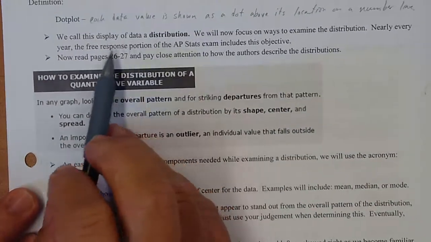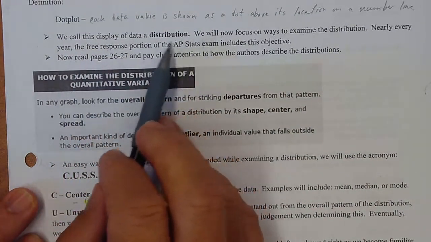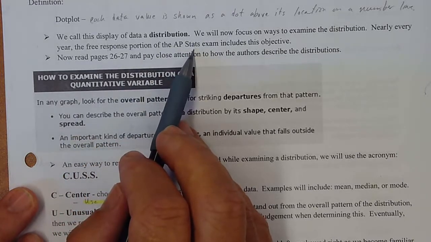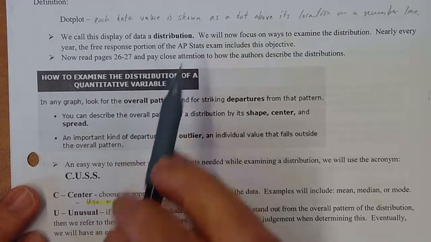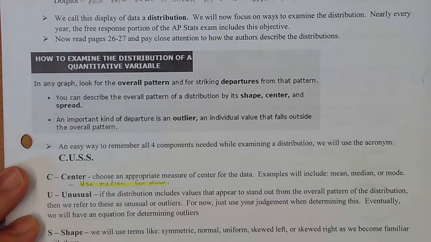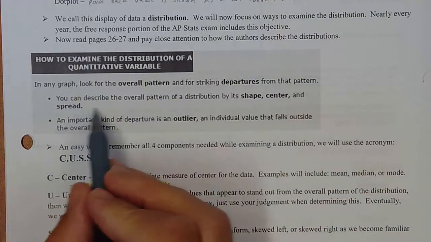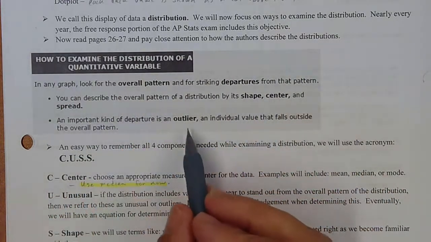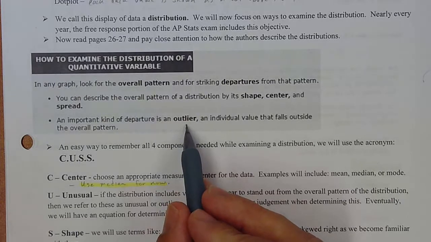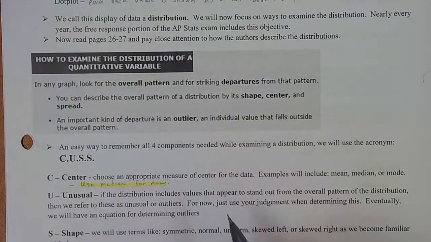This is almost every single year a free response question on the AP Stats exam. They say, describe the distribution. So we have to make sure we know how to do that. Shape, center, and spread. You should always address those three things. And then if you see any type of departure from the distribution, also called an outlier.